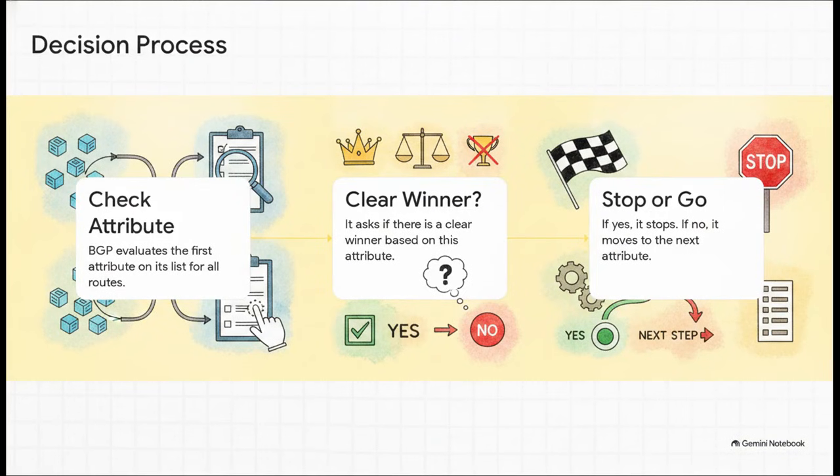And this brilliantly illustrates how it actually thinks. It applies a sequential decision process across multiple attributes until a single winner is found. It's literally like a strict checklist. Step 1. BGP checks the very first attribute on its list for all the competing routes. Step 2. It asks, hey, is there a clear winner based on this one attribute alone? And step 3. If yes, it stops. If no, it moves right along to the next attribute on the list.